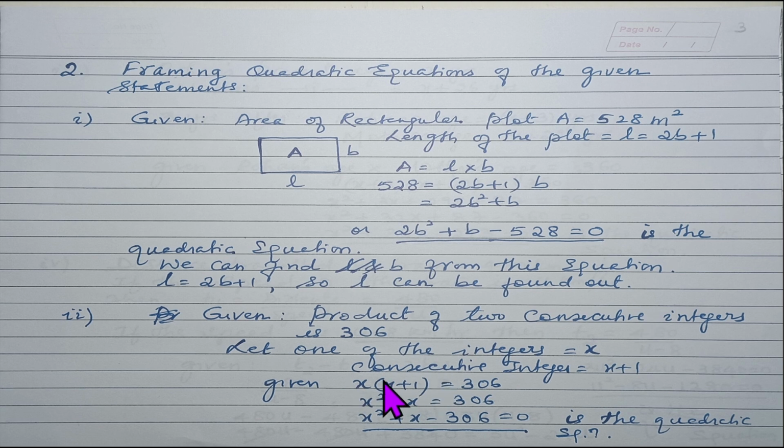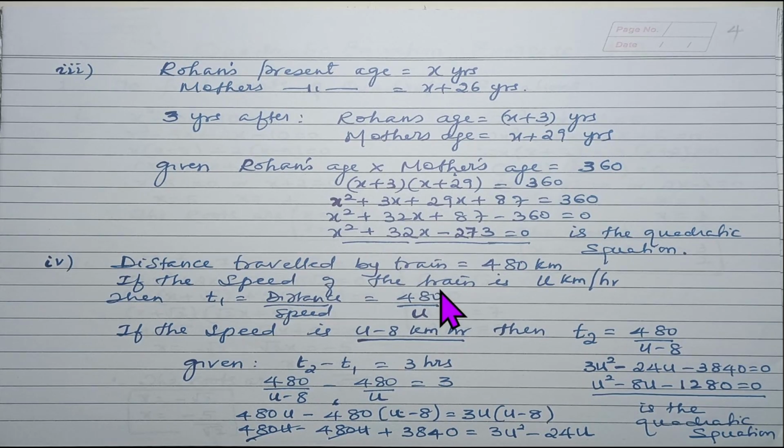We are given the product is x into x plus 1 is equal to 306. We get a quadratic equation. We can solve this quadratic equation to get x, that is one integer, and also we can get the second integer, that is x plus 1.